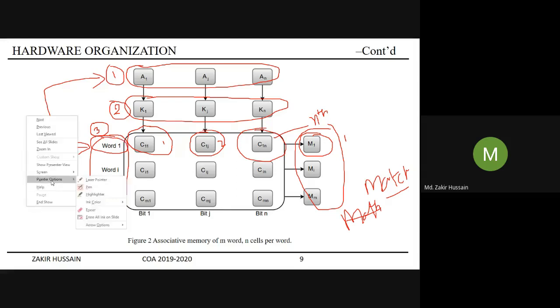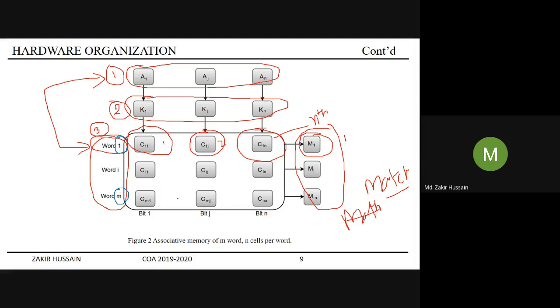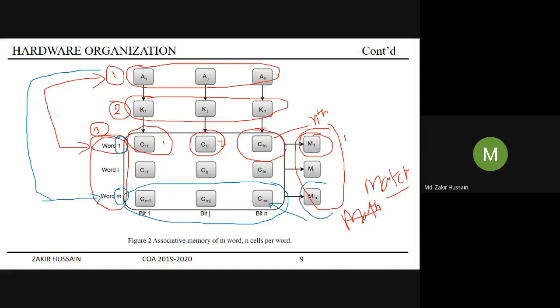You know m here, why? Because it starts with 1 and ends with m. How many words are there in total? M words are there here. Every word has got how many bits? N bits. If this word is matching with this argument register, then the corresponding bit in the match register is set. That's all you have to know.